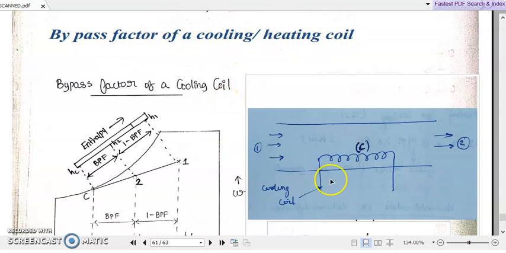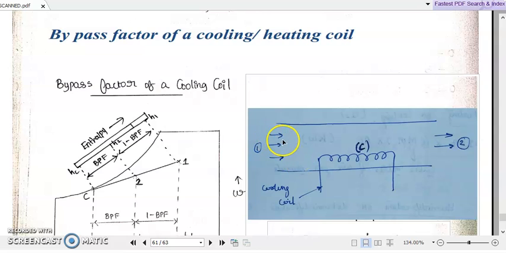Okay, so consider this case. Suppose we are keeping a cooling coil like this inside the direction of flow of moist air. So from point 1 towards point 2, a certain amount of moist air is flowing through, and we are keeping a cooling coil with a very low surface temperature C. Okay, so the incoming air at temperature 1 will be flowing through this channel.